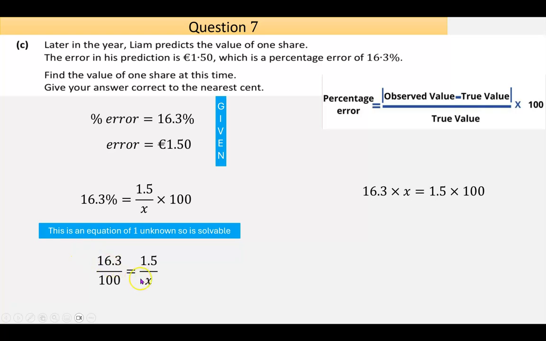I don't know why I did the 100. I'm actually moving the x over to the right and the 100 over to the left. So I didn't actually need this step. I don't know why I put it in.